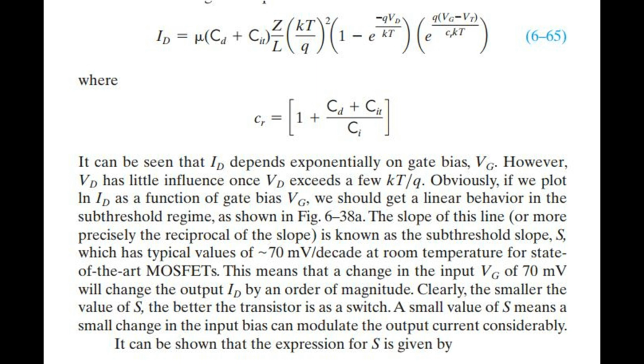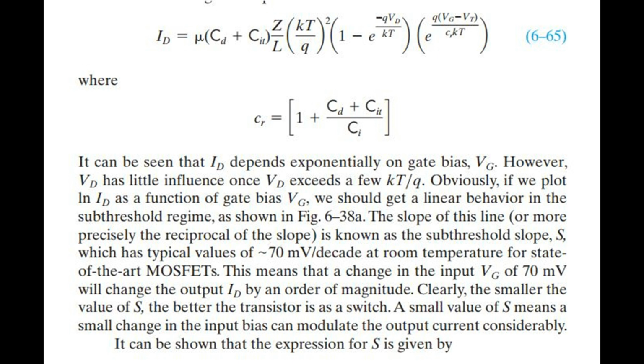Obviously, if we plot ln ID as a function of gate bias Vg, we should get a linear behavior in the subthreshold regime, as shown in Fig 638a. The slope of this line, or more precisely the reciprocal of the slope, is known as the subthreshold slope, S, which has typical values of 70 mV/decade at room temperature for state-of-the-art metal oxide semiconductor field effect transistors. This means that a change in the input Vg of 70 mV will change the output ID by an order of magnitude.